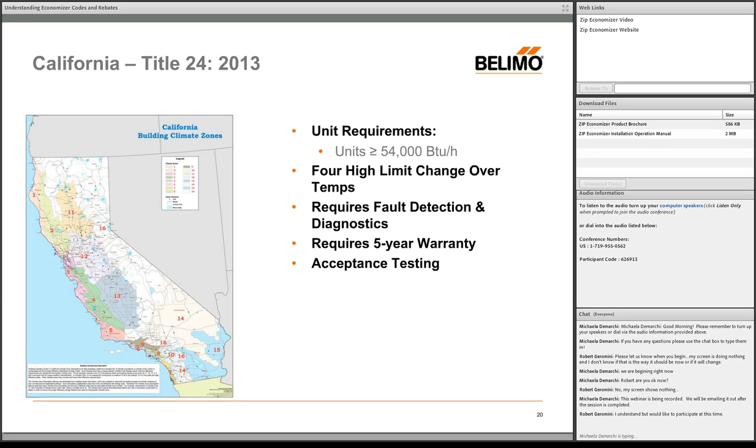Acceptance testing goes above and beyond by ensuring that everything is set up properly and appropriately before people get off the roof.